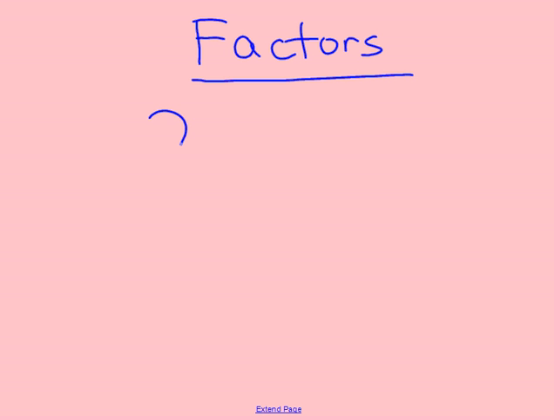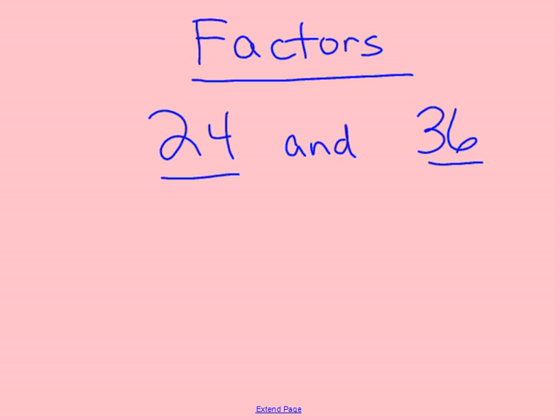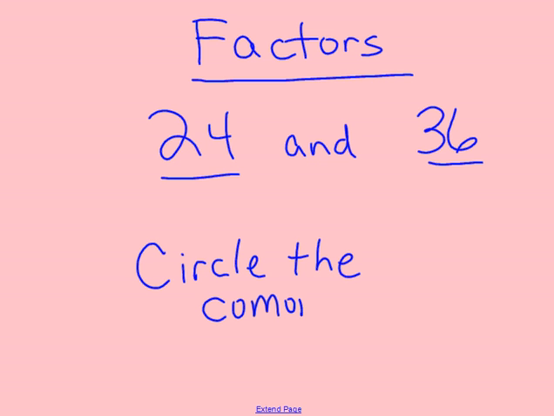So in your math journal, I want you to list the factors of 24 and 36. After you list the factors of 24 and 36, I want you to circle the common factors. That is the factors that are the same. Remember, only circle the common factors. That is the factors that are the same. And excuse that little typo there.